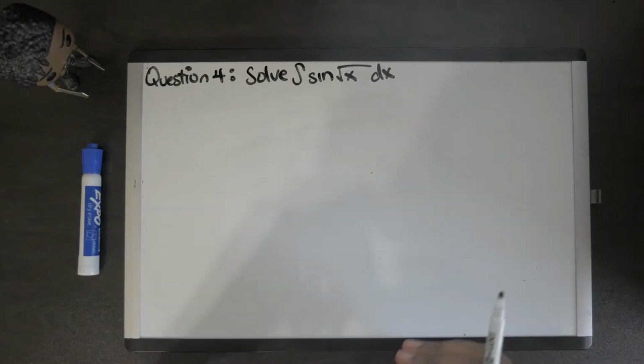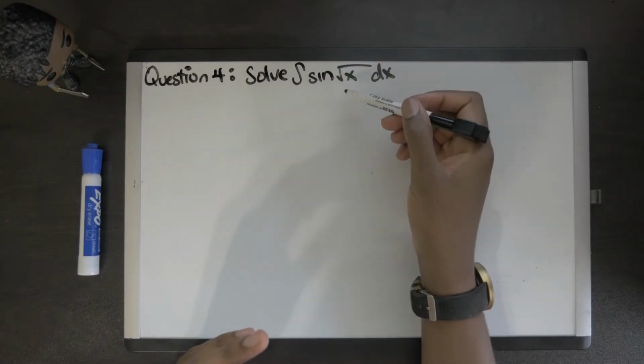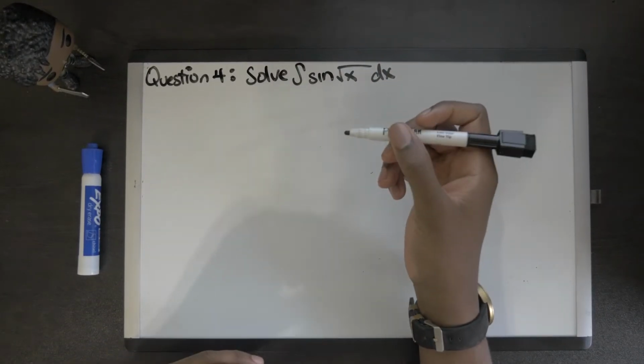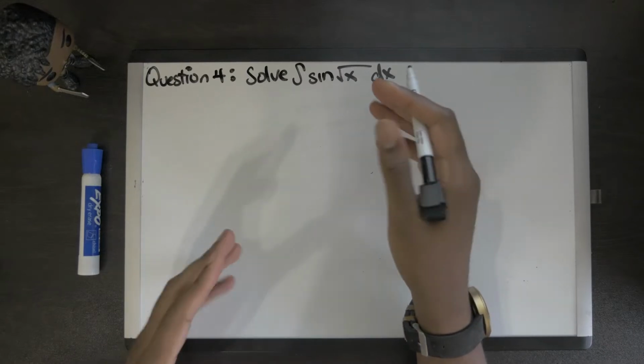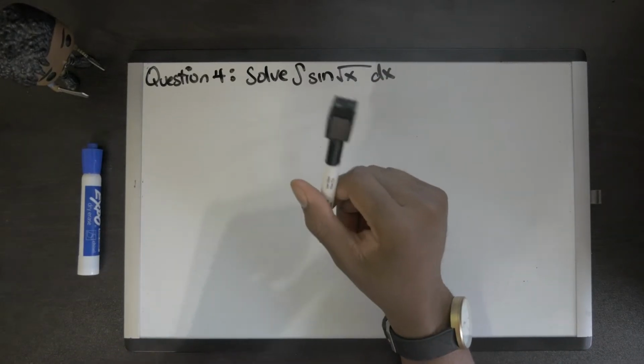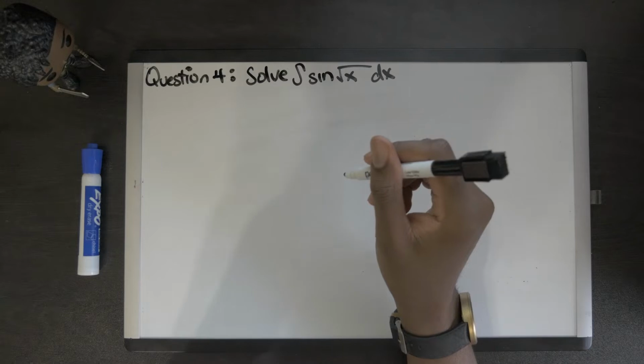So we're going to go ahead and think about the ways that we can solve an integral like this. One way that comes to mind, and the way that I'm going to be using for this particular method, is going to be the substitution method, the U substitution specifically.